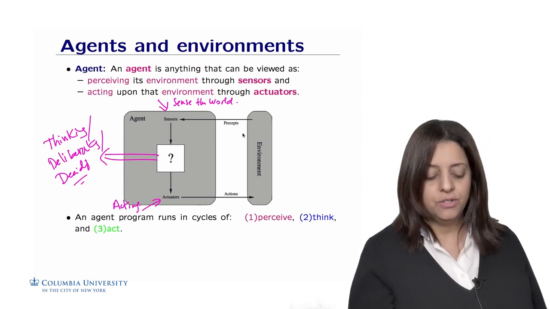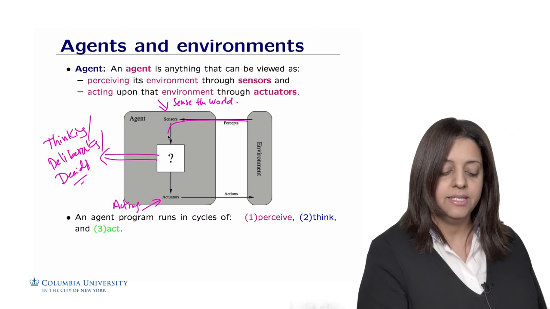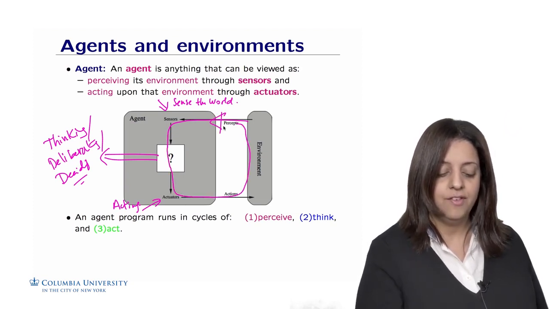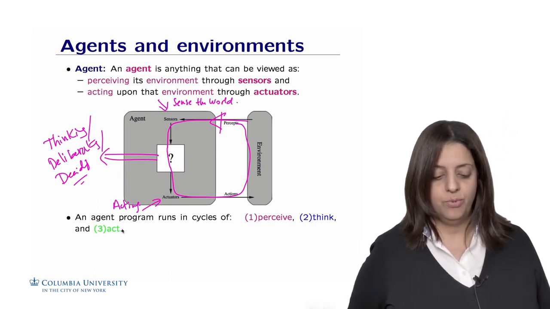So in general, you could see that as a cycle for the agent in which it perceives the environment, thinks about what to do, acts, and so on and so forth. So we have a kind of loop or cycle happening here of perception, thinking, and acting upon that environment.